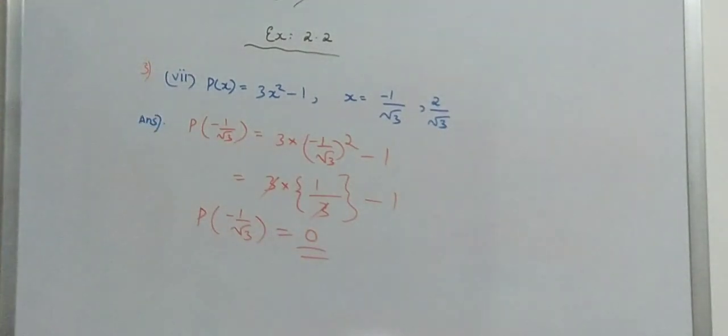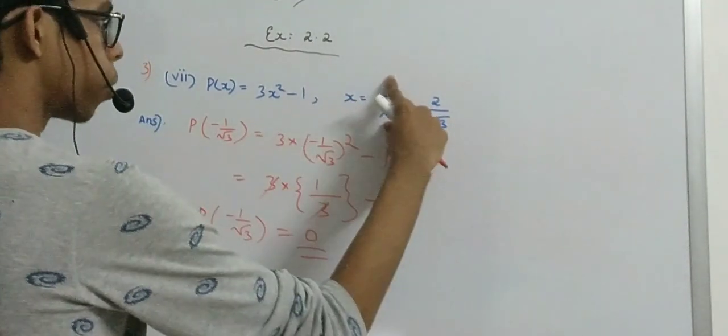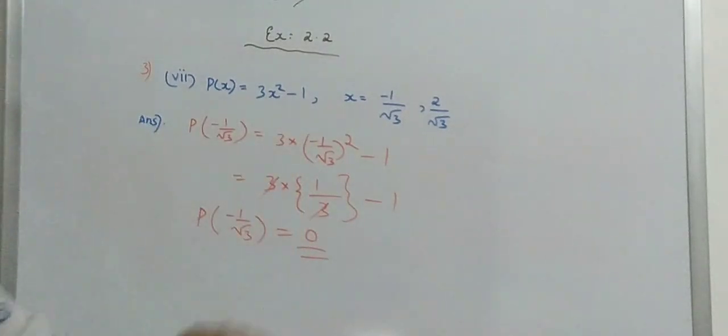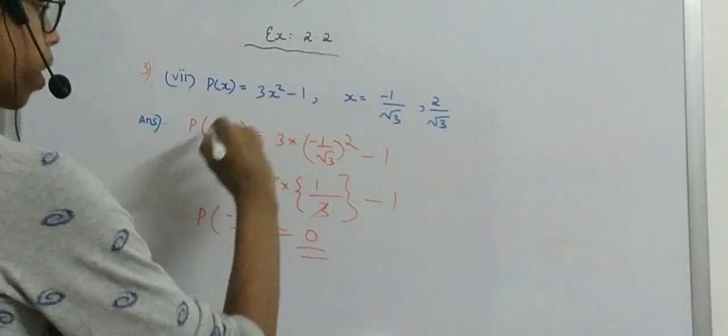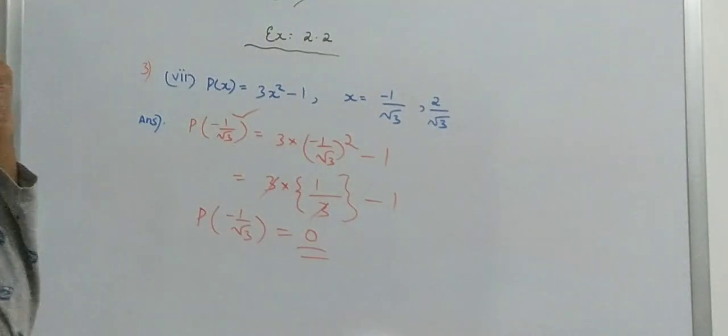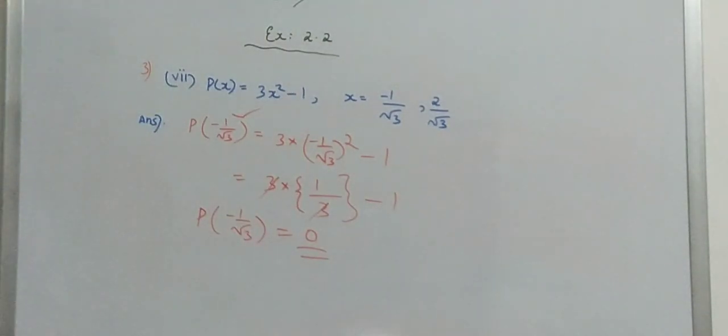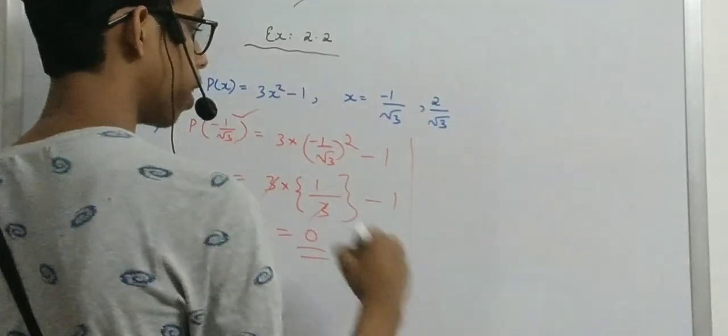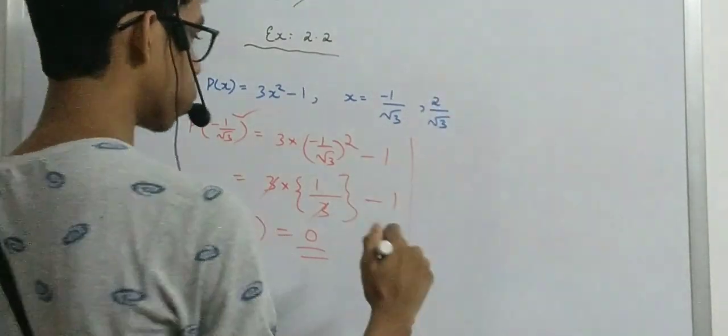So since when we substituted minus 1 by root 3, we got the polynomial value as 0. So definitely this minus 1 by root 3 is the 0 of the given polynomial. Okay, I hope it is clear. Now let us see for 2 by root 3.